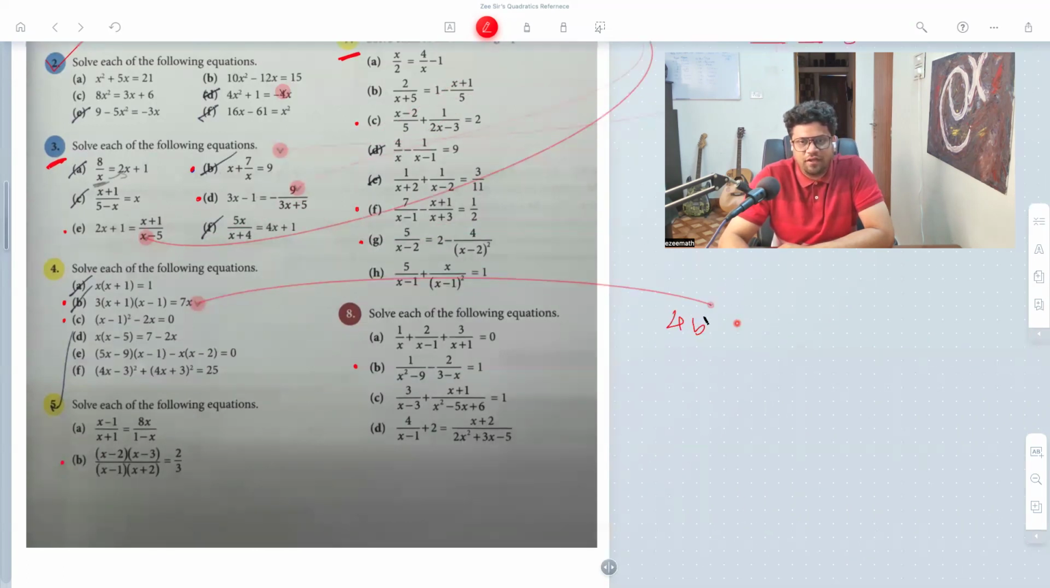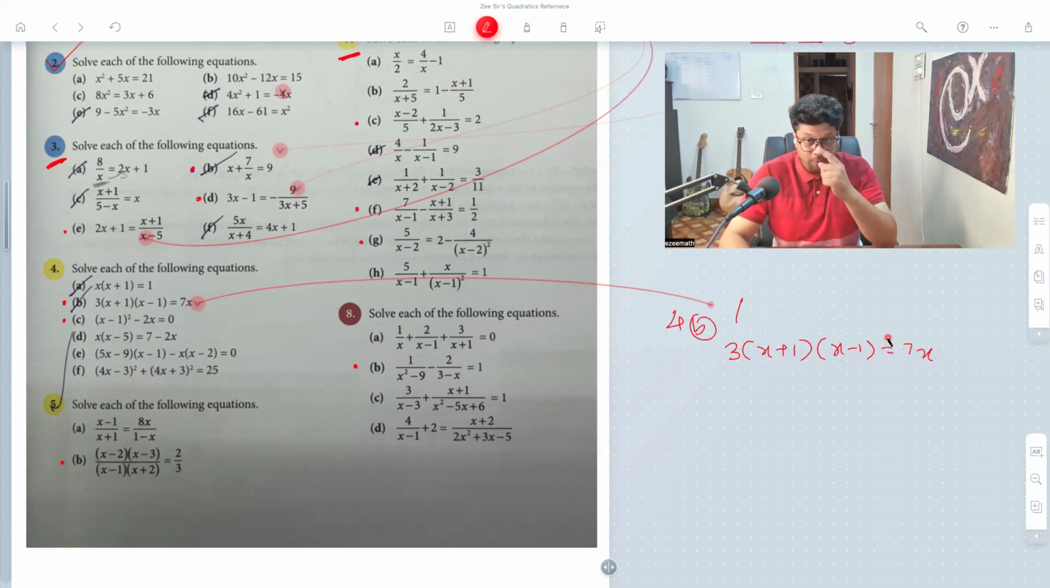Again, same stuff. We're going to have to simplify it to look like a quadratic. So you go 3 into x plus 1 into x minus 1 equals 7x. So you go 3 times this multiplies with that. Well, you can take your time doing it, but I can tell you it's supposed to be x squared minus 1 equals 7x.